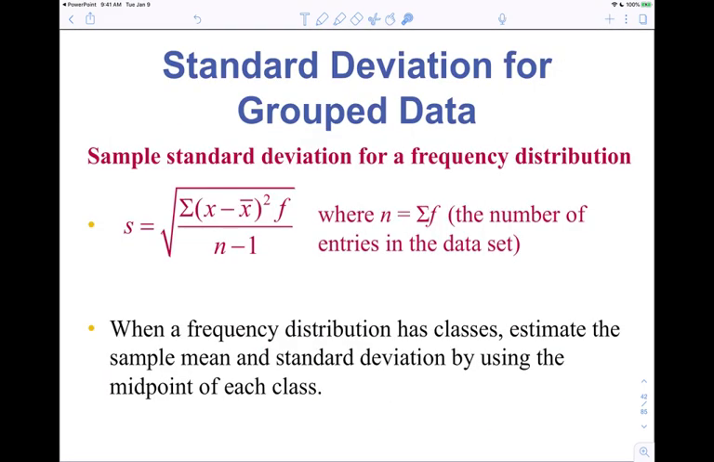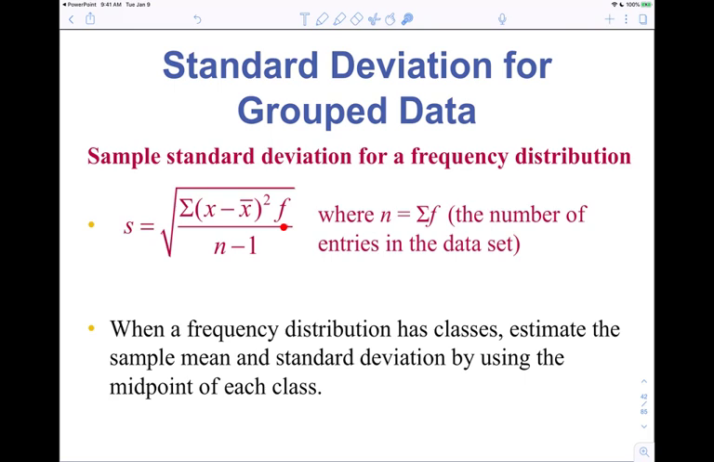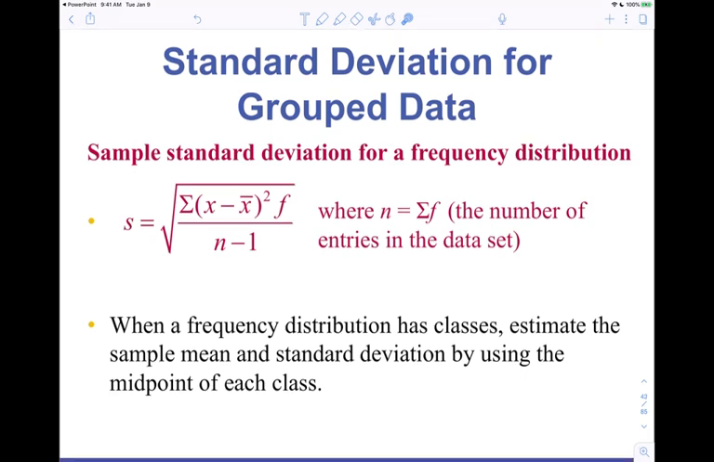So, sample standard deviation for a frequency distribution. The frequency distribution is going to tell us the frequency of each entry. Whereas before we didn't have the frequency, we were doing each entry individually, now we're going to have multiples of each entry. So to account for that, we're going to multiply by the frequency of each entry, the number of entries in each data set. For the sake of time, I'm just going to go forward.